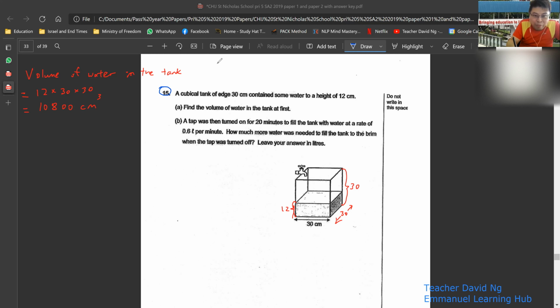If you bring 4, maybe you'll appear in the news tomorrow. This student very kiasu, brought 4 calculators. But 2 or 3. Not more than 3 calculators.